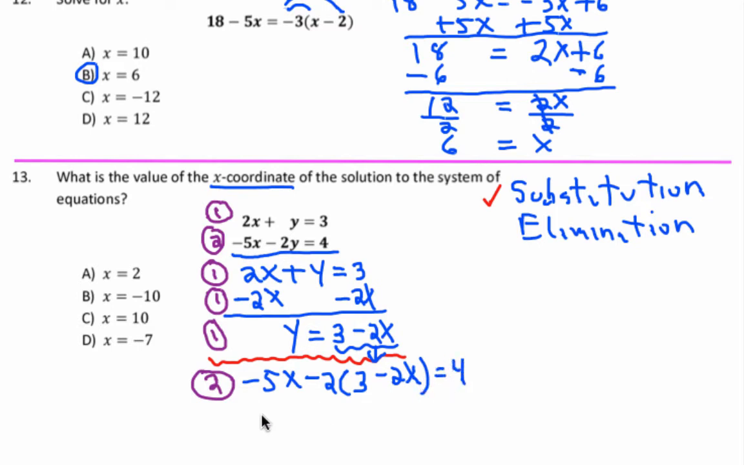So continuing, I'll now distribute. I'll get negative 5x minus 6 plus 4x equals 4. Let's combine like terms on each side. I have negative 5x plus 4x, so that's negative 1x or negative x, minus 6 equals 4. I'll add 6 to both sides.